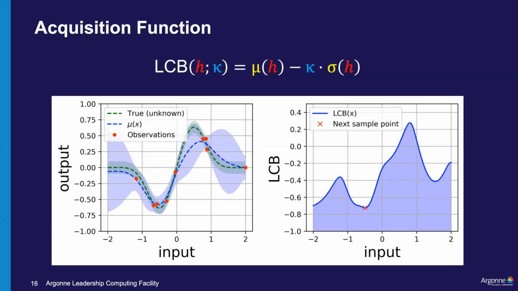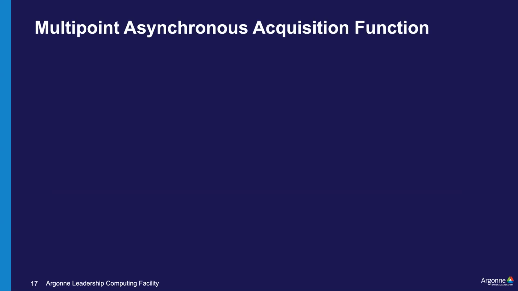So we become more certain with iterations. Now, this previous example was nice because you were sampling points one at a time. However, on ALCF systems, we want to sample multiple points at a time because we want to compute configurations in parallel on different nodes. How to do this?